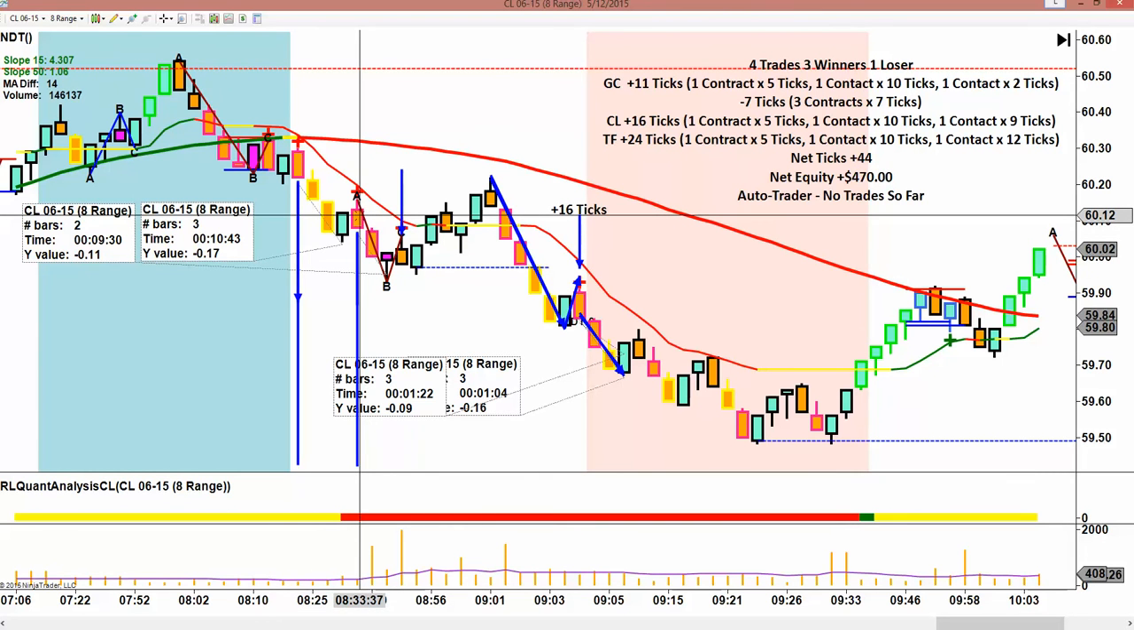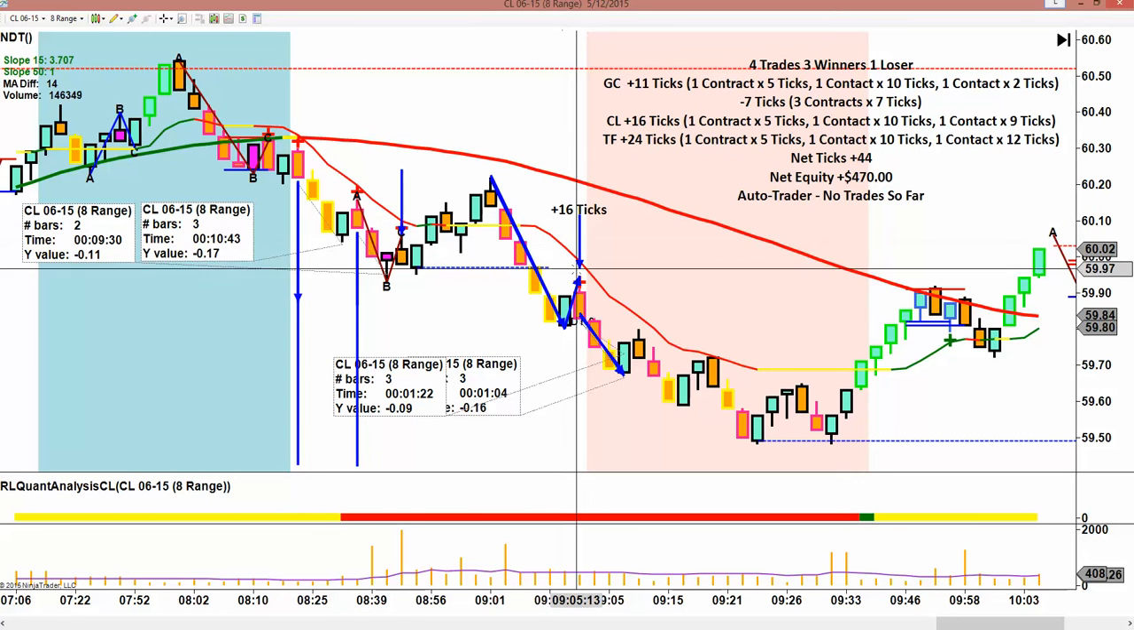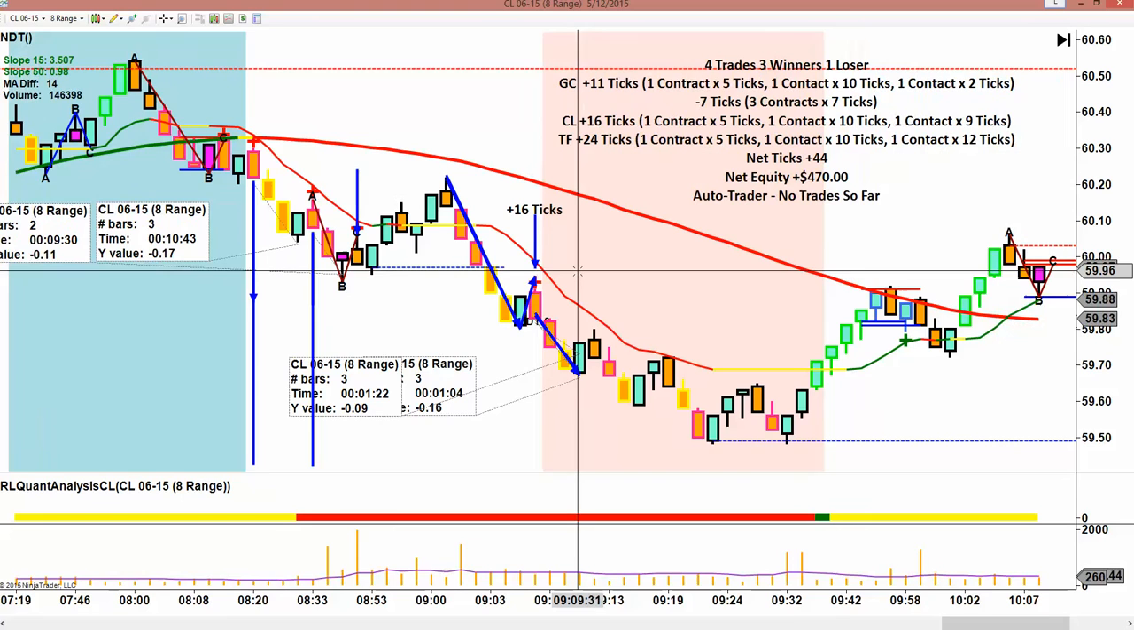Now these just would have closed our day quicker because if we get 3 winners, we're done. Unfortunately, the third trade would have been the loser and we would have had to trade on. But this is how the day matured. And we got this nice 16-tick winner on crude.